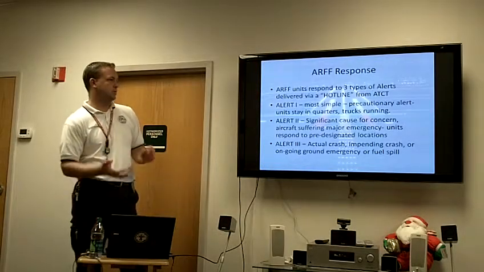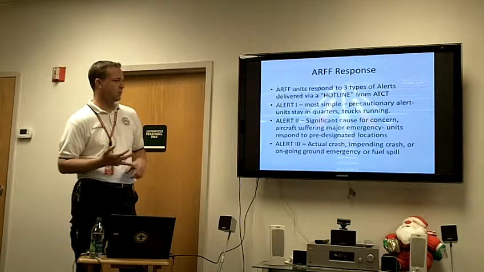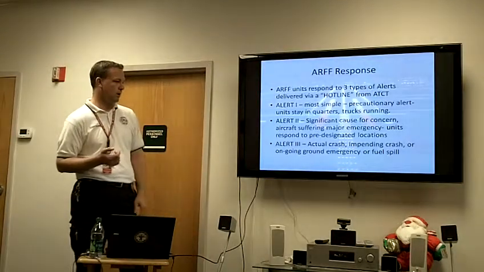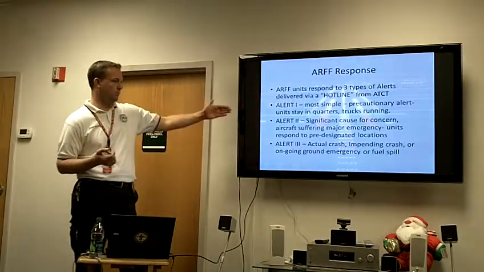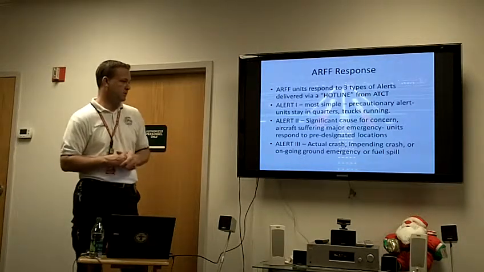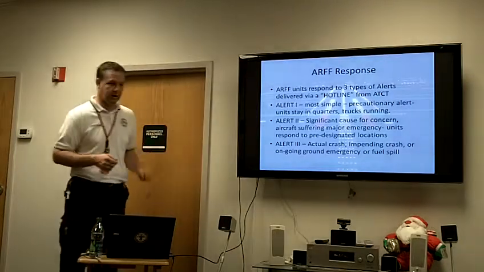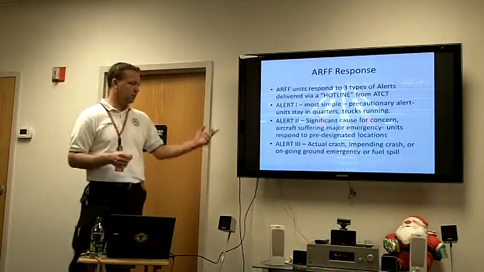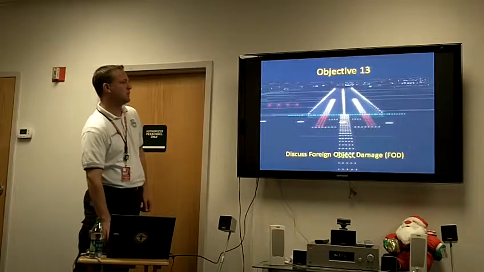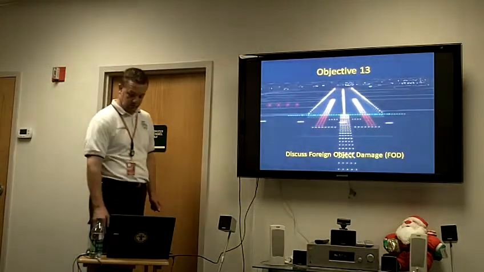ARF response: there are 3 types of alerts we respond to primarily. Alerts 1, 2, and 3, going from most simple to most complicated. Alert 1 is just a cautionary alert where we will stay in the station but we've been notified. Alert 2, we will actually respond to designated areas. And finally, Alert 3 is an actual crash or an ongoing incident that requires action.